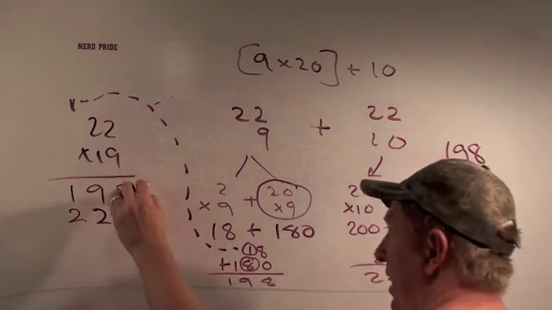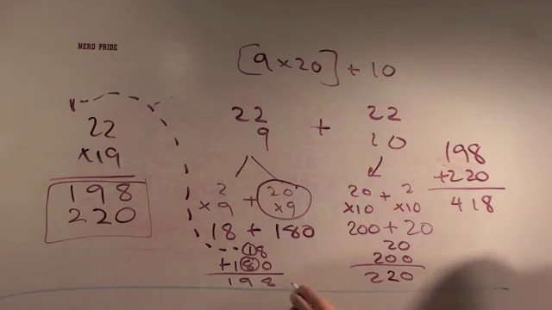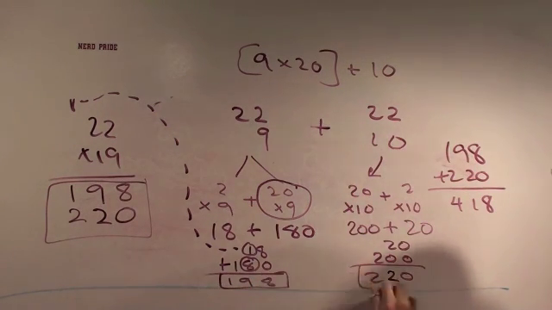And so we get, look what we got. We got 198 plus 220, which is exactly what we got over here. This was kind of the long way of doing it. This is the short way of doing it. And what's 198 plus 220? 418. Look, we got the same answer as last time.